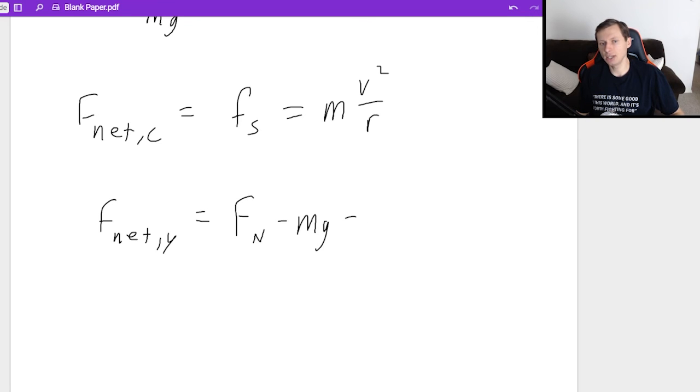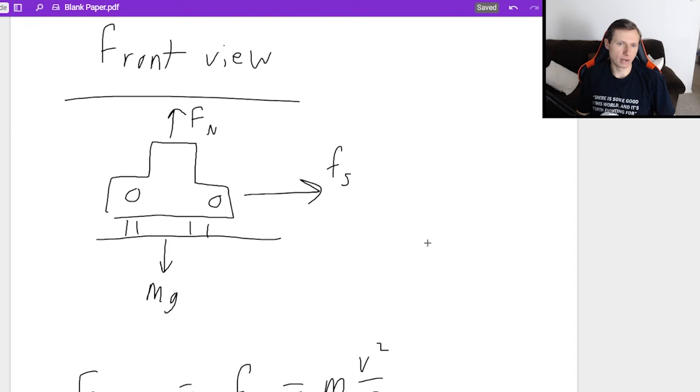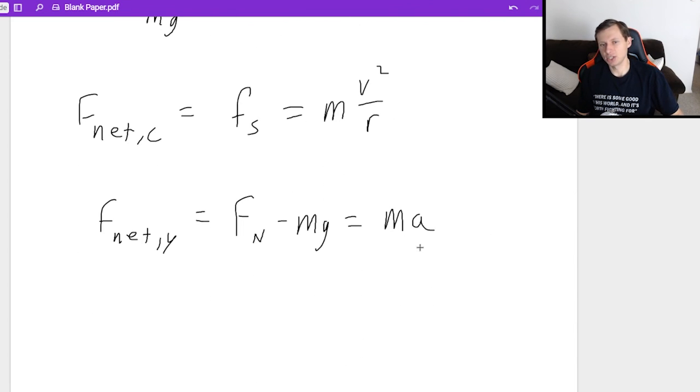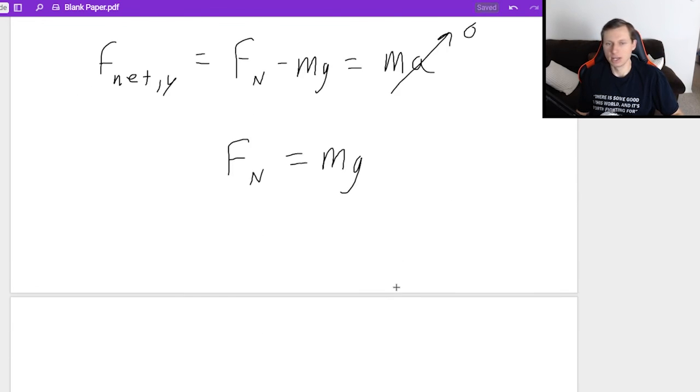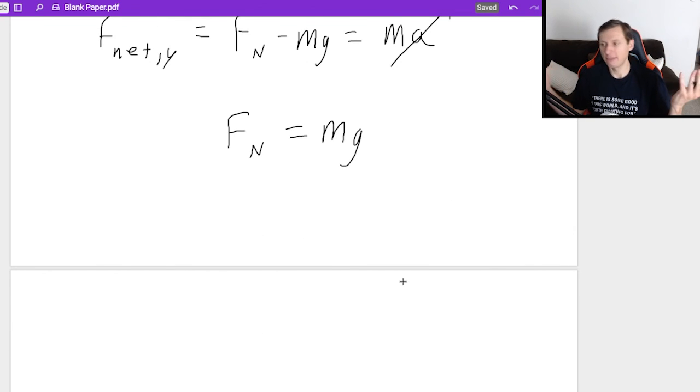And again, it doesn't equal mv squared over r. It equals ma. And is the acceleration 0 again? Think about that. Is the acceleration 0 for the y direction? The answer is yes. Because is your car moving up or down? No, definitely not. So the acceleration is 0 for the y direction. That's great because I can then say the normal force equals mg by adding mg to both sides. Now, again, I don't know what mass is. I don't know what gravity is. And why do I even care about the normal force?